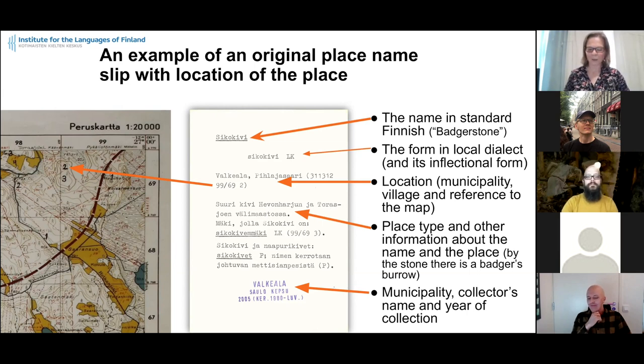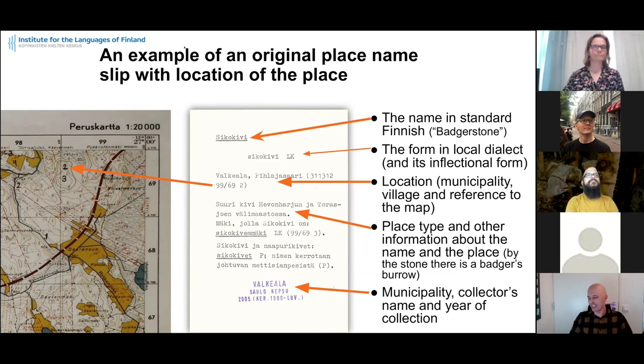Here is an exact location, number 2 on the map. And place type, here kivi, stone, and other information about the name and the place. And finally, municipality, collector's name, and year of collection. Well, here was my part, and now Esko continues.